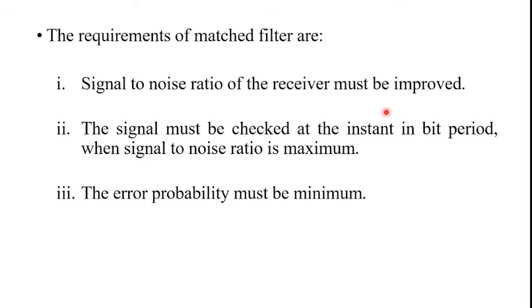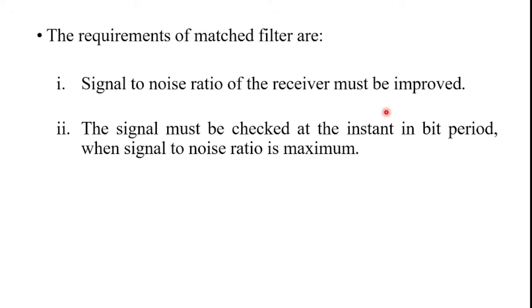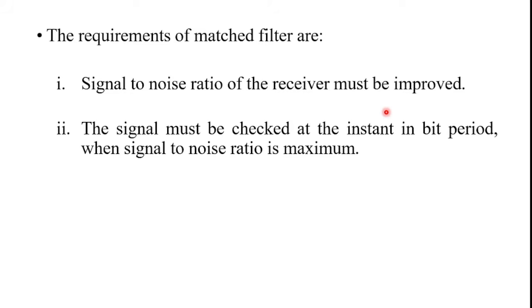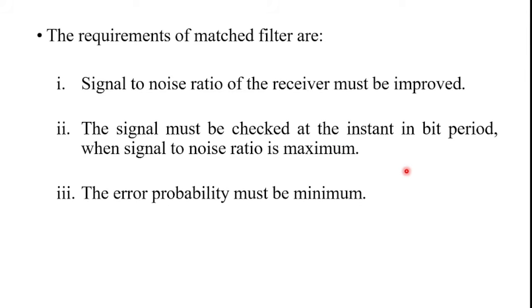Next, coming to the requirements of the matched filter. The first requirement is that the signal to noise ratio of the receiver must be improved. The second requirement is that the signal must be checked at the instant in the bit period when the signal to noise ratio is maximum. The third one is that the error probability must be minimum. So these are the requirements of the matched filter.